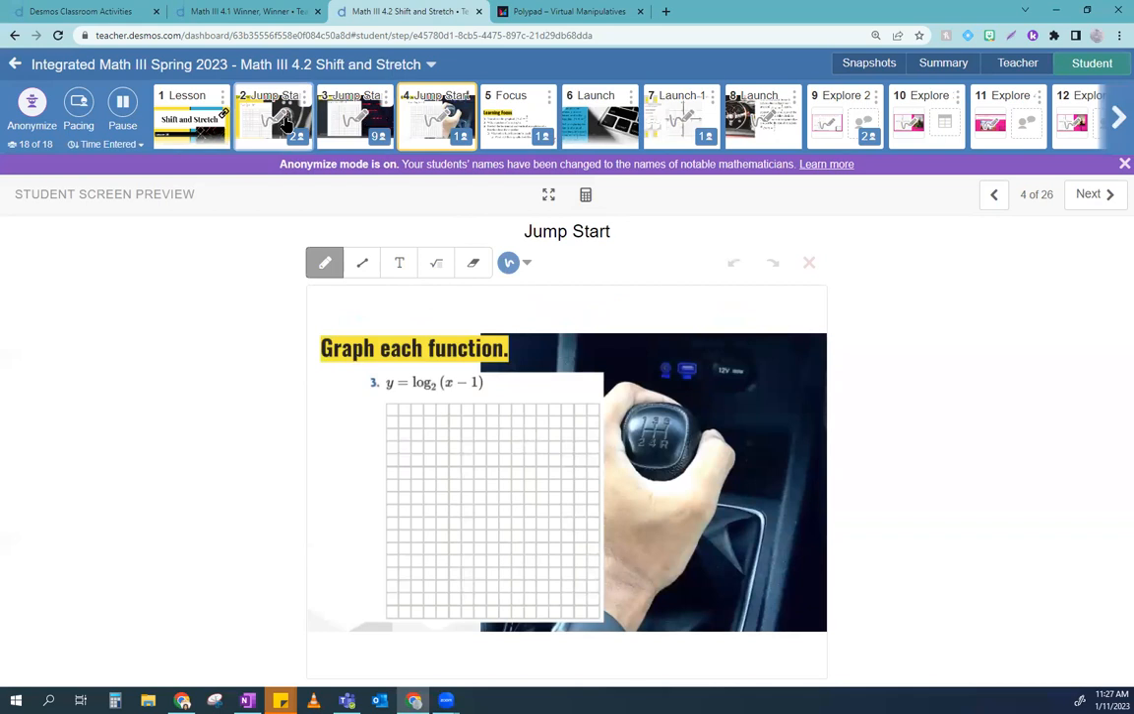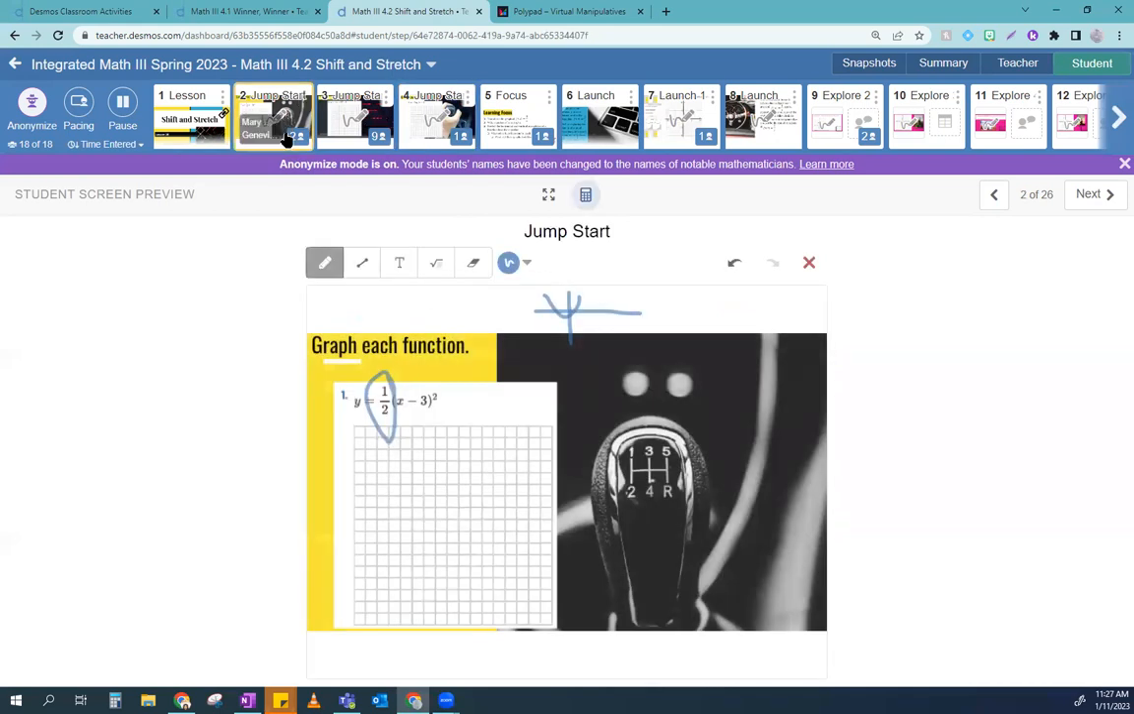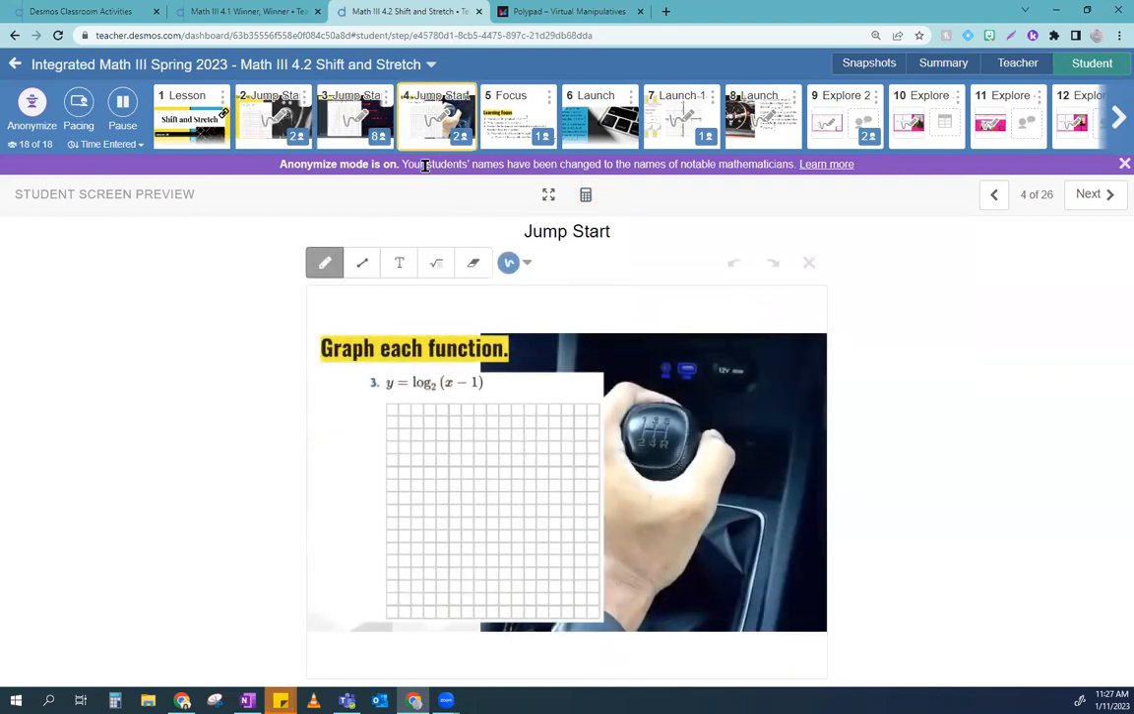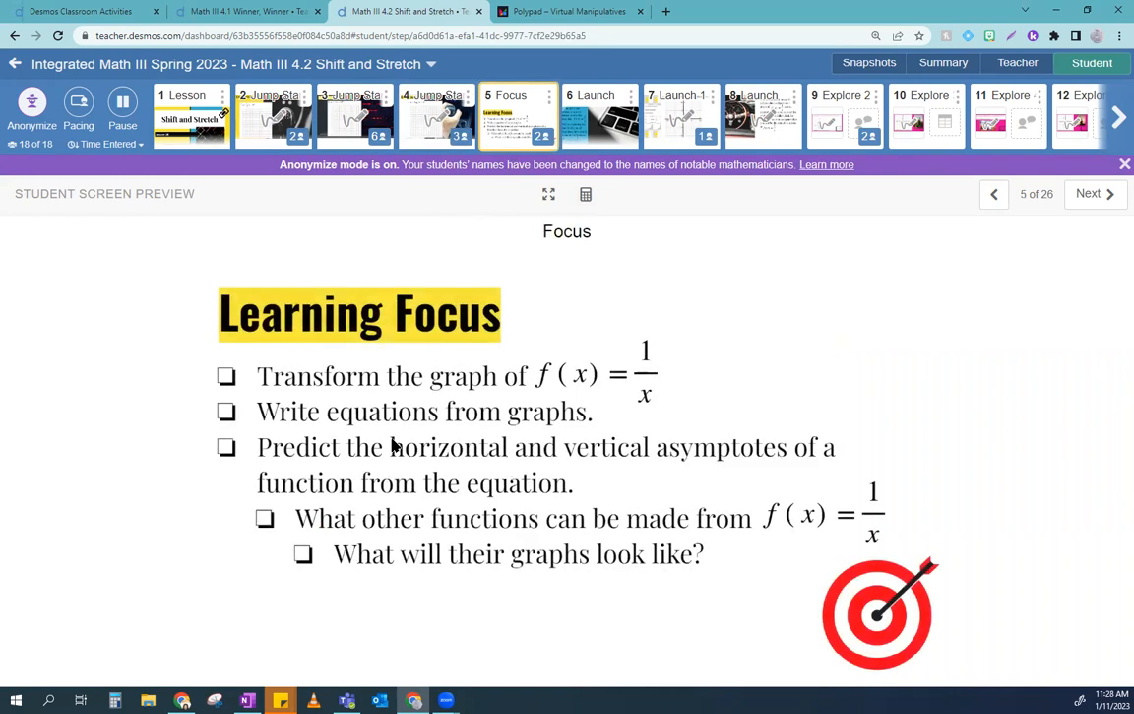So we learned that vertical stretches and shifts work in parabola land, in cubic land, but did it work in log land? And everyone's like, yes, Miss Johnson, it worked in log land. That 2 is just your base, and it moved right 1. That's all it did.